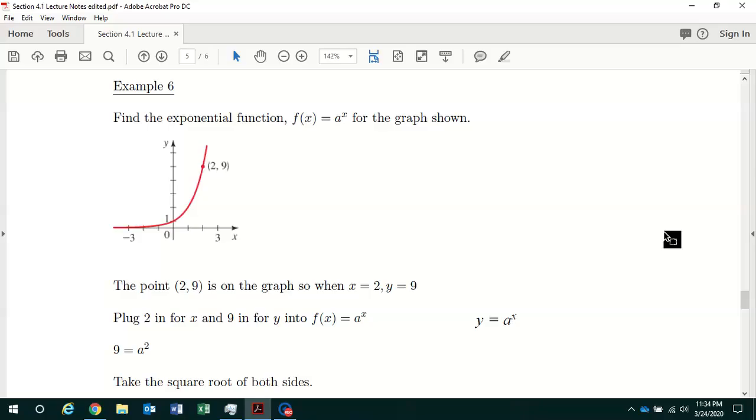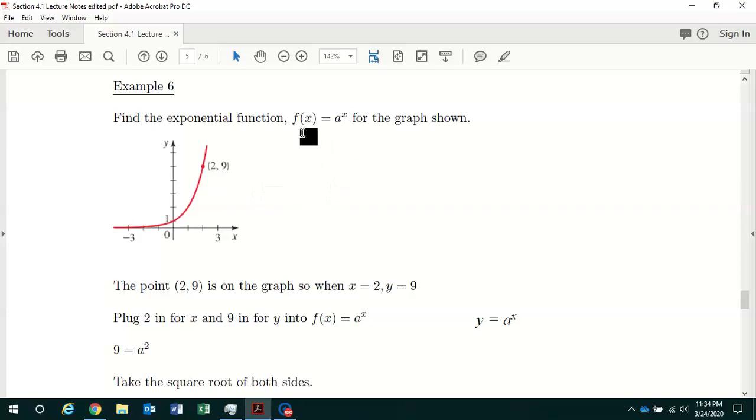All right, class. In this video, we're covering pages 5 and 6 in your lecture handout for section 4.1, exponential functions. On page 5, example 6, you're given the graph of an exponential function. The graph passes through the point (2, 9) in the coordinate plane, right? 2 is the x coordinate, 9 is the y coordinate.